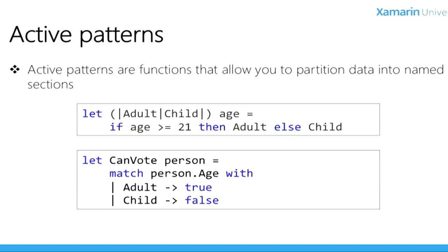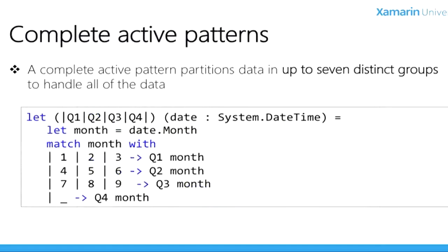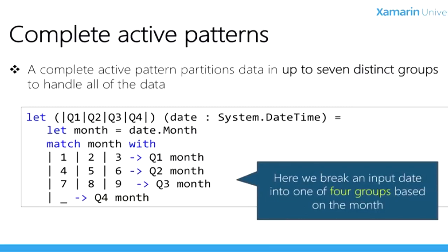And there are actually two types of active patterns, complete and partial. Active patterns can partition the data into 1 to 7 specific groups based on the function, and complete active patterns fully specify all the groups allowed. As an example, here we've defined an active pattern to take a month and group it based on the quarter. And you'll notice that we're using a match expression as our evaluation function, and then using the OR operator to identify the month and divide it into a specific Q1 to Q4 value.